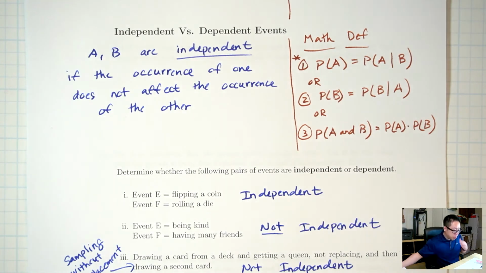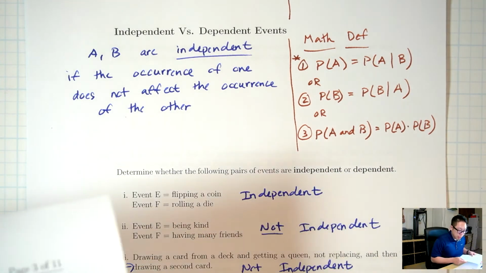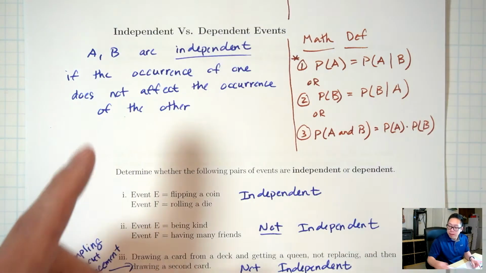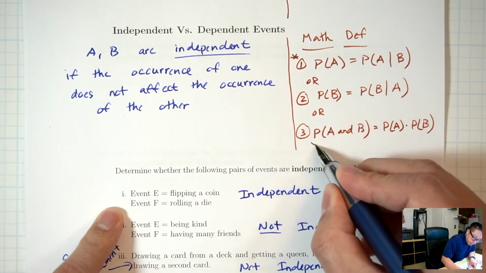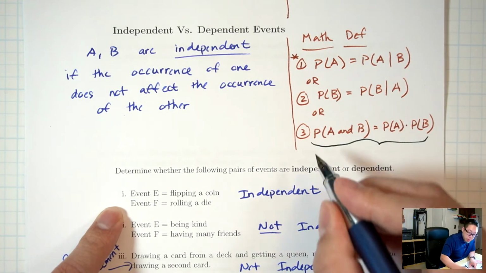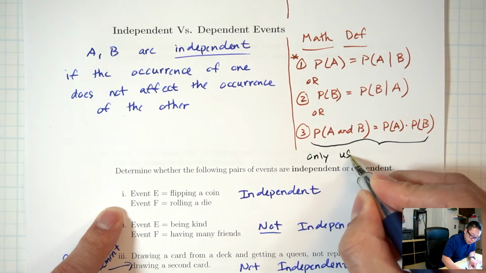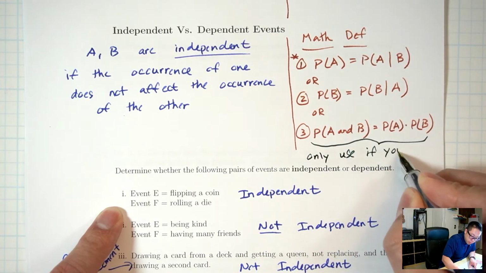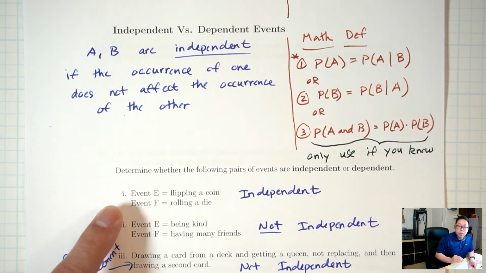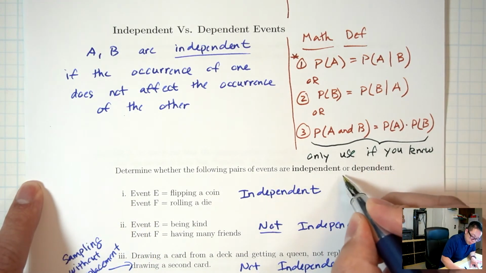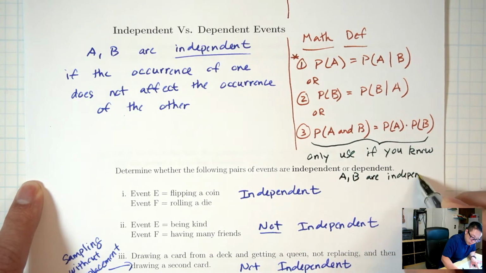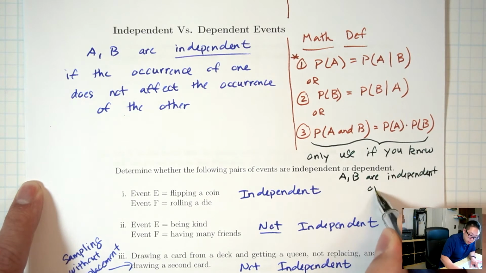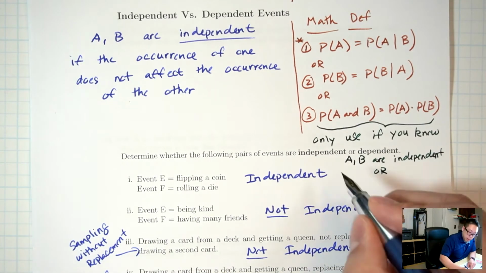Okay? So the reason why I don't like writing this one is because I've seen a lot of people confuse this with the multiplication rule. So this last one, I'm going to write a warning here. You should only use the last one if you know A and B are independent. Or if you are checking independent.